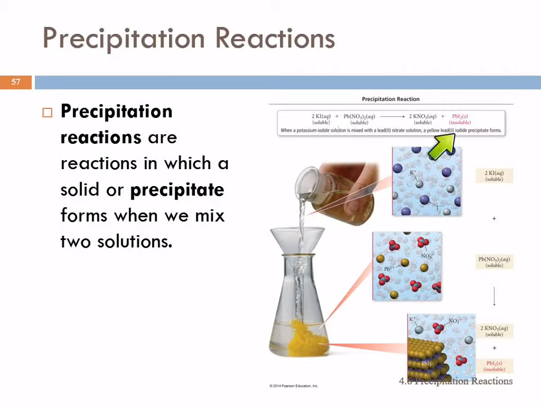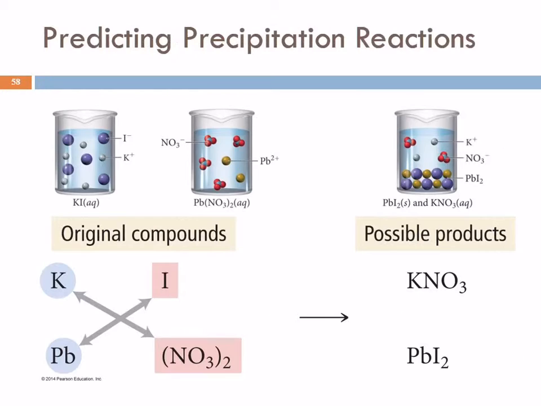Here's the equation, which I can't read on my screen. It's lead iodide and potassium nitrate. And we can predict which of those is the precipitate based on those rules of solubility. So let's look at how we would predict what the products are.